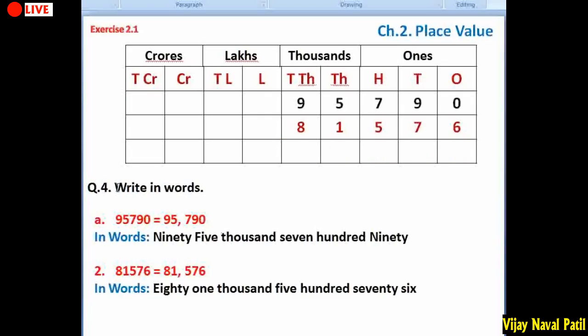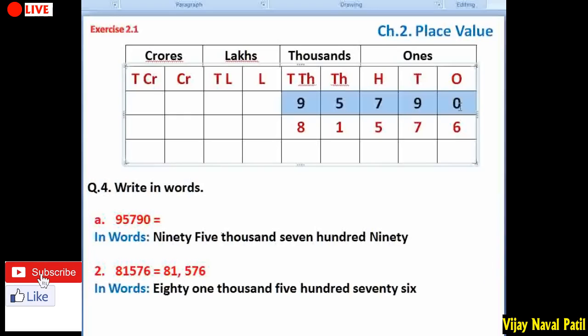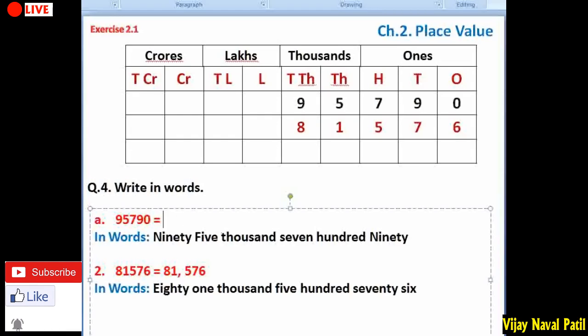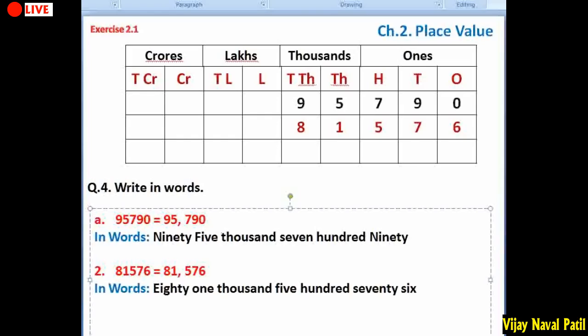Now the next question is write in words. In words, in the sense, in word form you have to write. Now what number is there? See how the number is given here, that is 95790. We wrote it. You have to put the commas as per the Indian system, so I put the commas before every 3 digits from right to left, and in words I wrote that is 95,790.